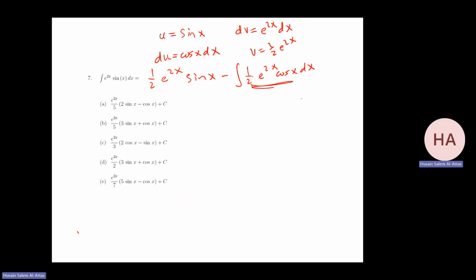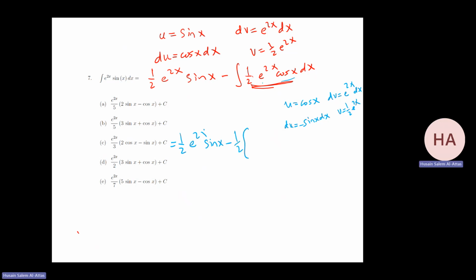So let u equal cosine x, since the trig comes before the e, and dv equal e to the x dx. This half I can take outside. du will be minus sine x dx, and v will be half e to the x. Be careful with the calculation: half e to the x sine x minus, taking the half outside.